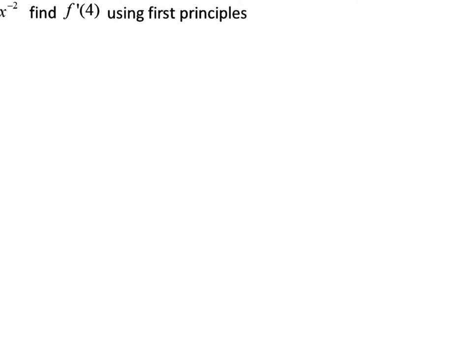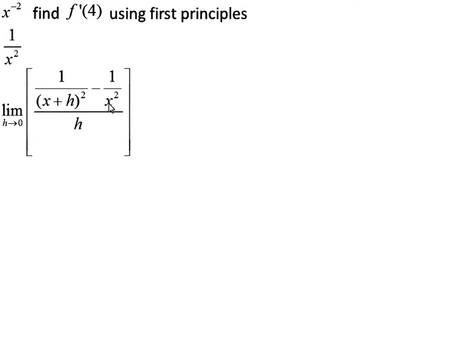Let's try a slightly more complex example. Here we have f of x equals x to the minus 2, and again we need to find the slope at a particular point. So let's rewrite that in a form we can use more easily, which is f of x is 1 on x squared. We then substitute into the original formula.